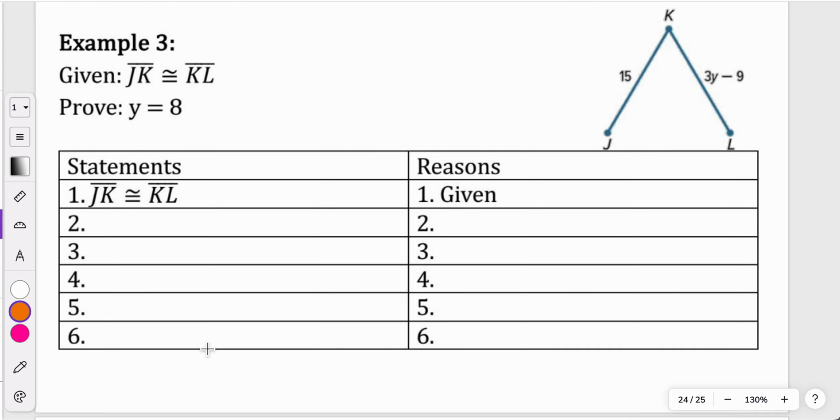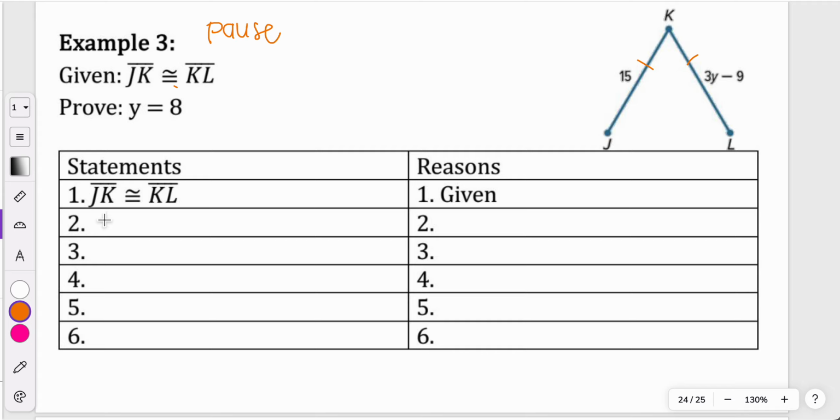Last one, we're going to put it all together here. So this one for sure, take your time, pause it, see what you can come up with on your own first, and then when you're ready to check it, click play. All right, my given statement says JK is congruent to the measurement of KL. So I'm going to put some tick marks there so I can get that visual. So now I'm going to prove that y is equal to 8.